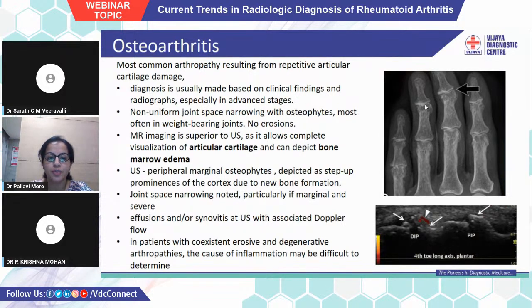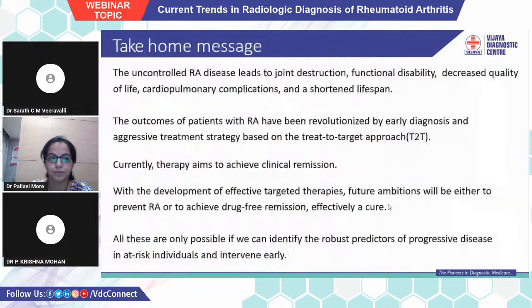Ultrasound may show features of peripheral marginal osteophytes, which are depicted as the step-up prominence of the cortex due to new bone formation. Joint space narrowing can be seen, particularly if marginal and severe. Effusion and tenosynovitis at ultrasound associated with Doppler flow also can be seen. In patients with coexistent erosive and degenerative arthropathies, the cause of inflammation may be difficult to determine.